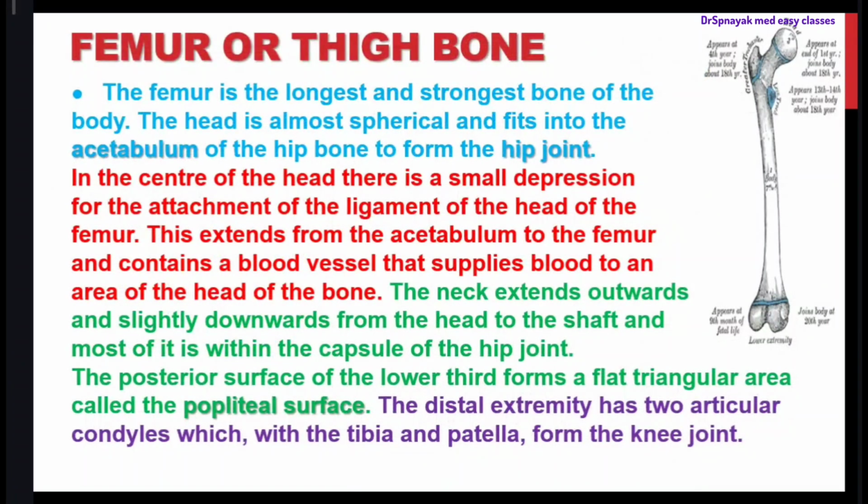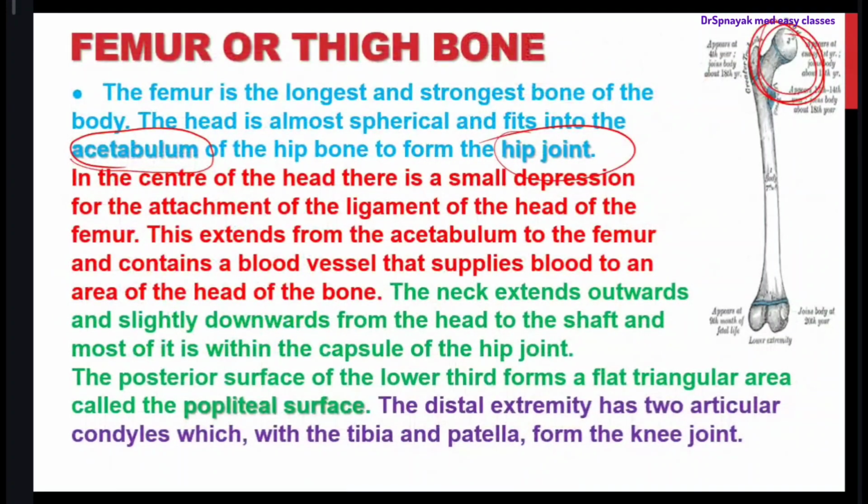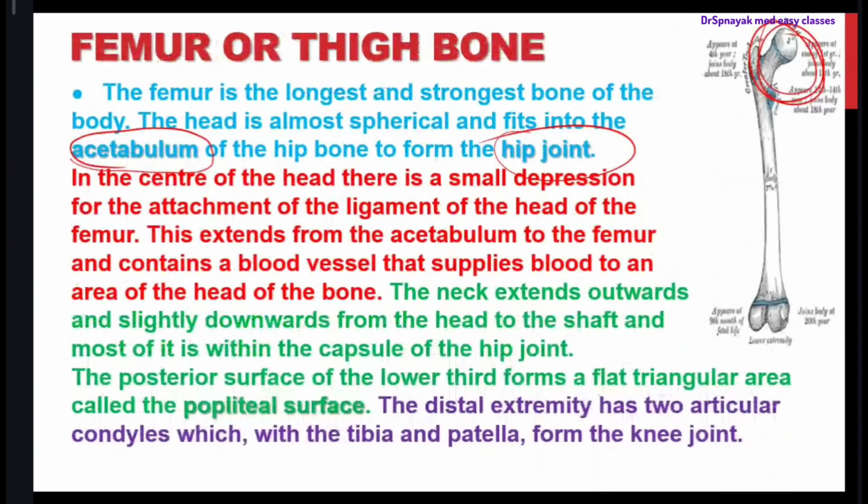Now, the femur. The femur is the strongest and longest of all the bones in our body. And just now I told you the head of the femur attaches to the acetabulum of the pelvic girdle, forming the hip joint. It is a long bone and it attaches tendons, muscles, all these things. We already discussed, same as the humerus.